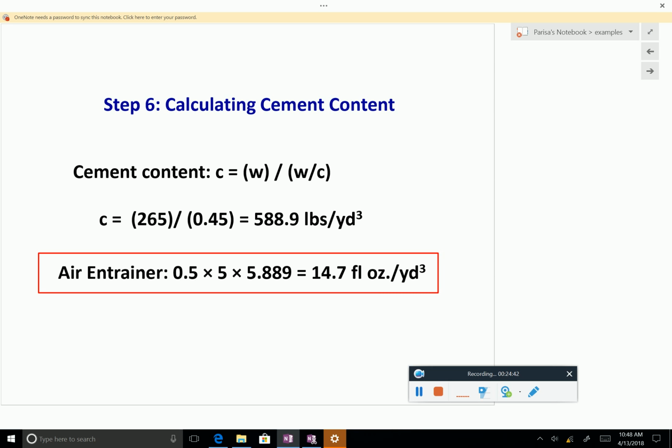This is something which is written on the air entrainer box, like how much per cement, how much per air void sometimes, and you just multiply. And this is the 5% we got from the table, and this is the amount of cement.